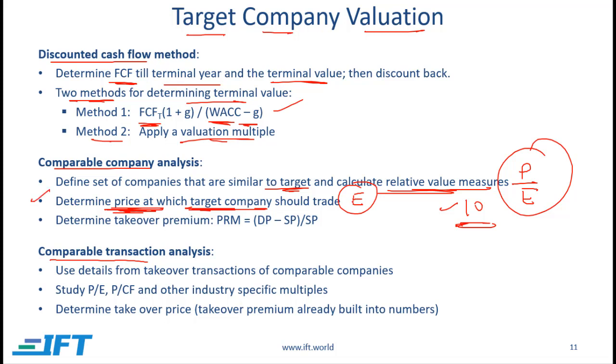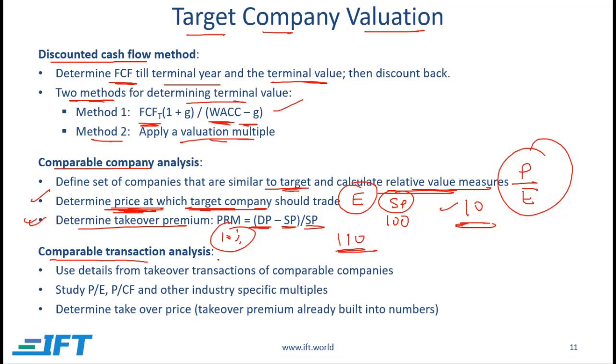So based on this, we might come up with what the stock price should be, and then we might decide on a takeover premium. So the takeover premium would be the deal price minus the stock price divided by stock price. If the stock price should be 100 and we want to offer a 10% premium, then the deal price will be 110.